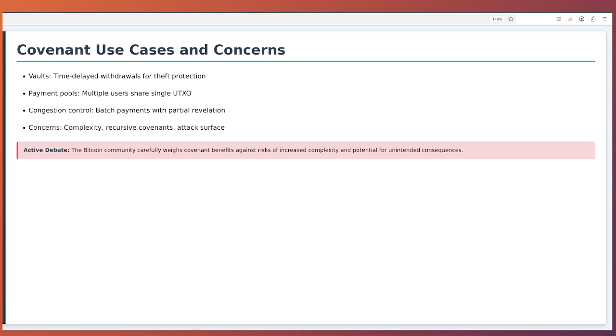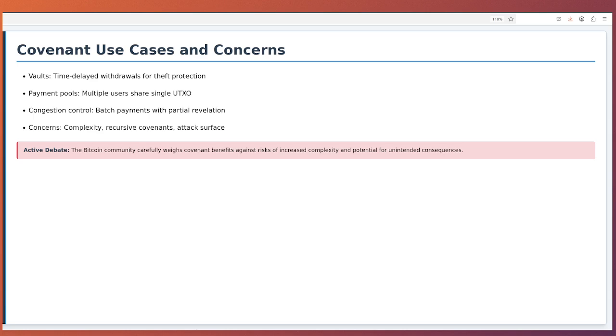Understanding covenant use cases helps clarify why they are desired and why they are controversial. Vaults are one of the most compelling applications. A vault is a contract that enforces a time-delayed withdrawal process, providing defense against theft. Coins in a vault can only be moved through a specific multi-step process.